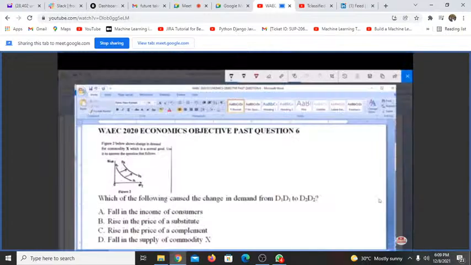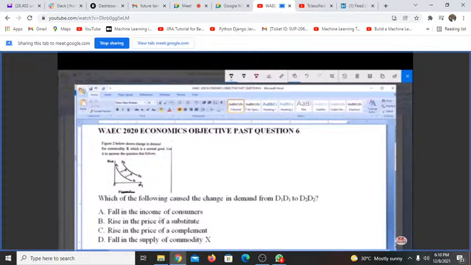Hello and welcome. I will be answering WAEC 2020 Economics Objective Past Question 6. So you have a figure here which is labeled Figure 2. And it shows change in demand for a commodity X, which is a normal good. Now, the question we have to answer is, which of the following caused the change in demand from D1 to D2?